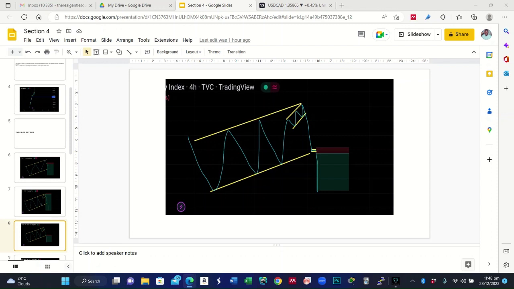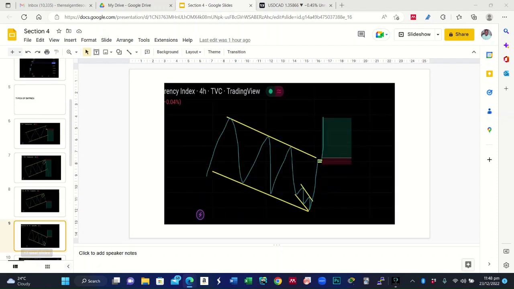So I purposely uploaded these images so it will be easier for you to check later. Let's go to the next one. So this is in case you want to long the pair or you want to buy the pair.